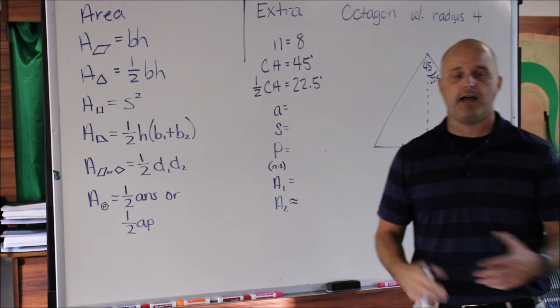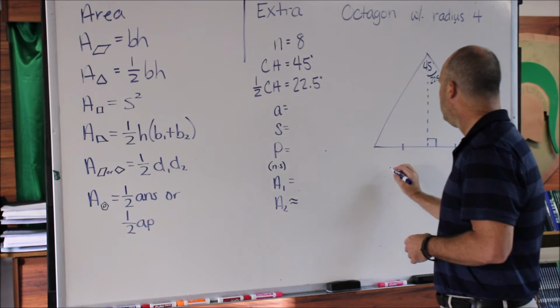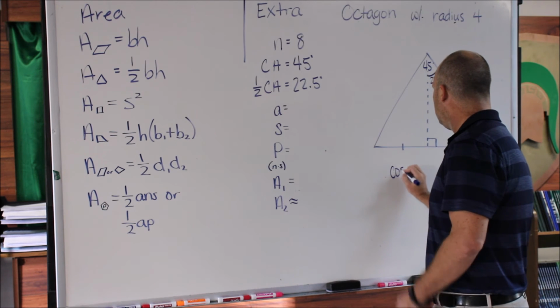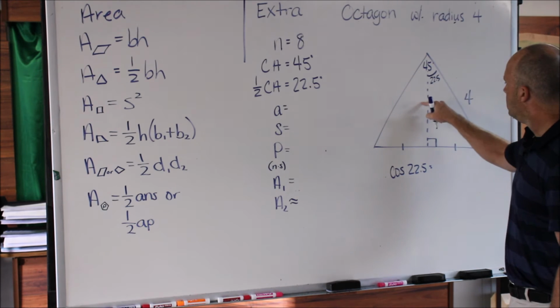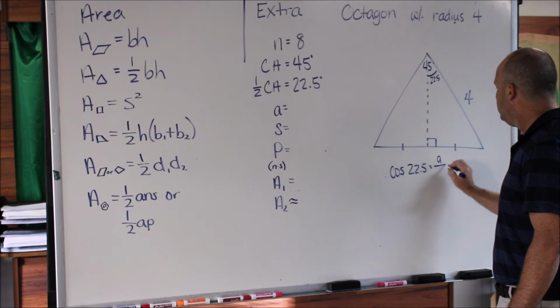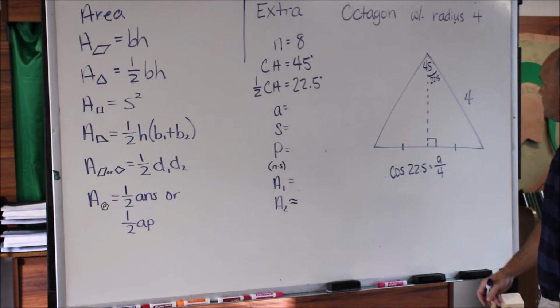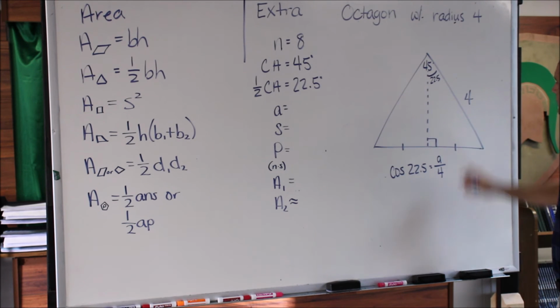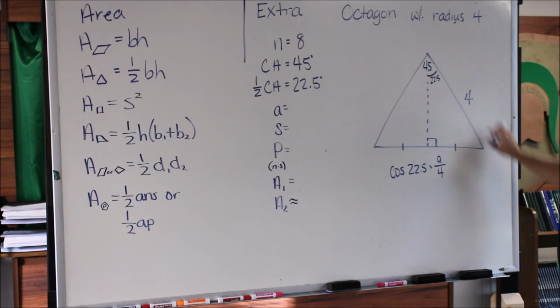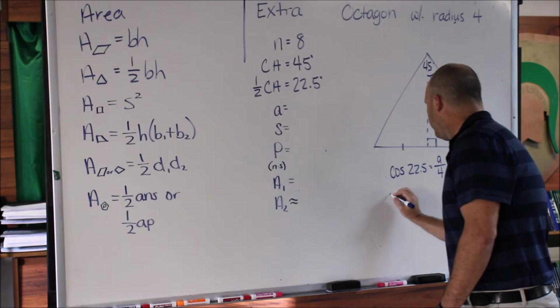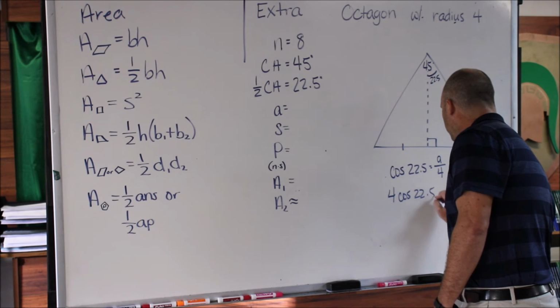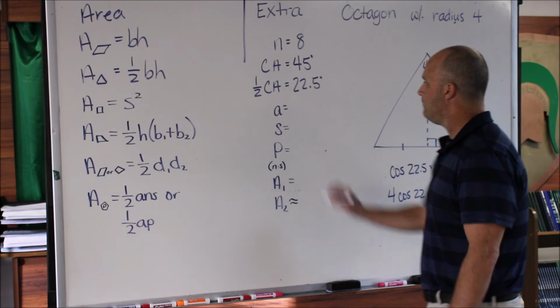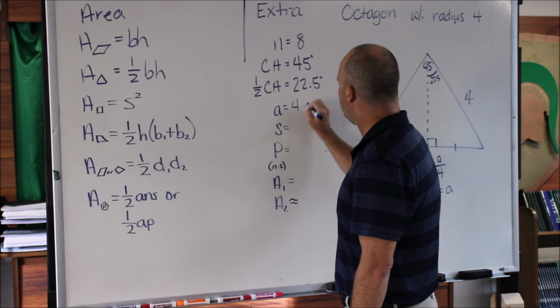So adjacent and hypotenuse tells us cosine. So we're going to do the cosine of 22.5 is equal to A over 4, because the apothem is the adjacent, and the 4 is the radius. So that gives us 4 cosine of 22.5 is equal to the apothem. So I'm going to write that in right here.